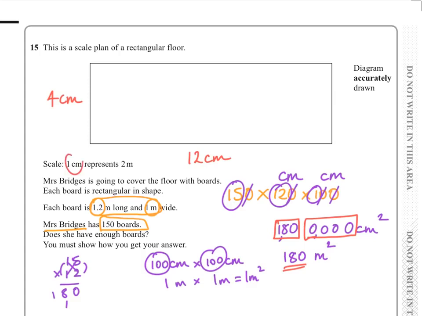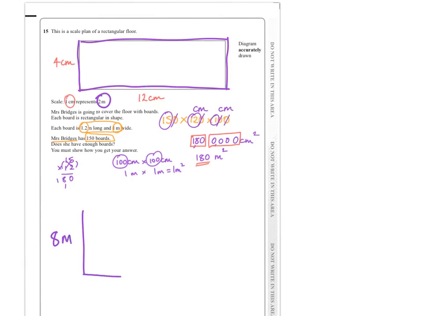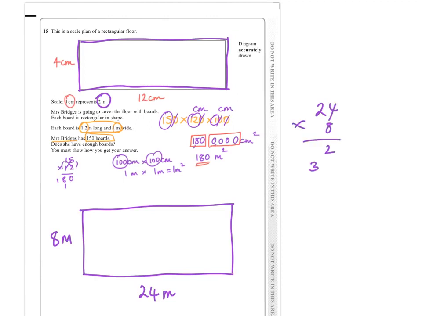And in that case, if 1 centimetre represents 2 metres, then this floor, in real life, you'd have to use 1 centimetre is 2 metres, while it would represent 8 metres by 24 metres. And in terms of area, that will be 8 by 24, which should be 192 metre squares.